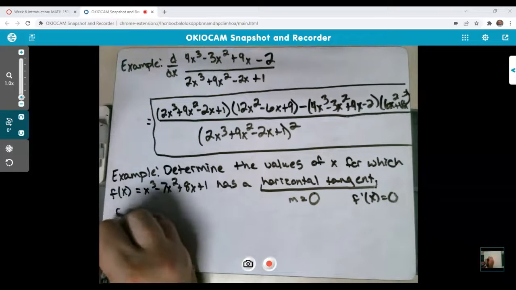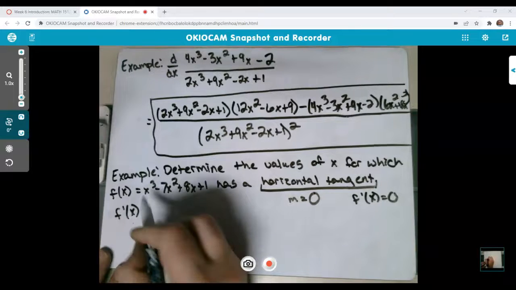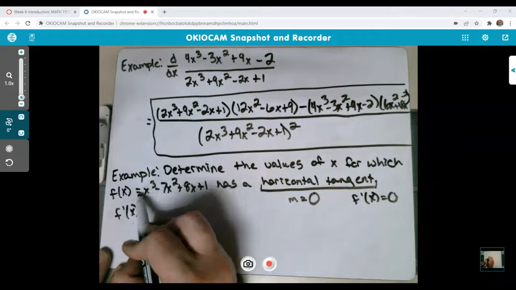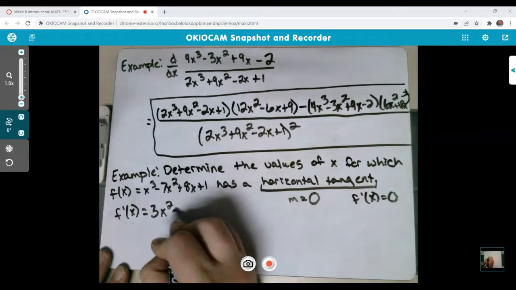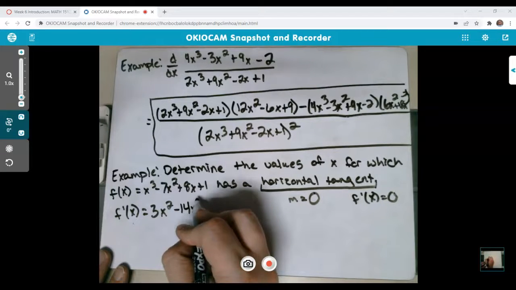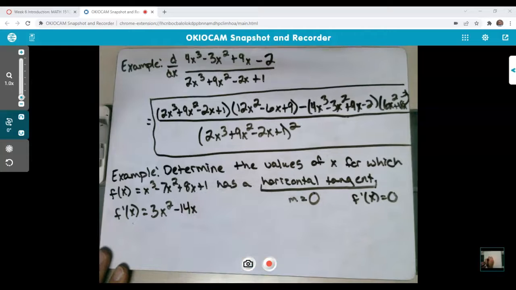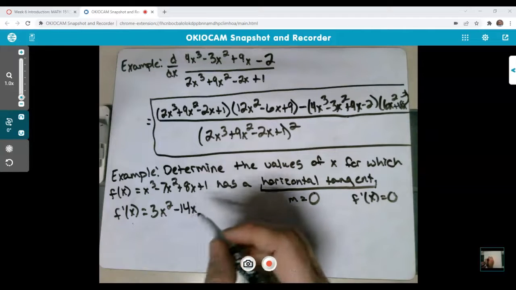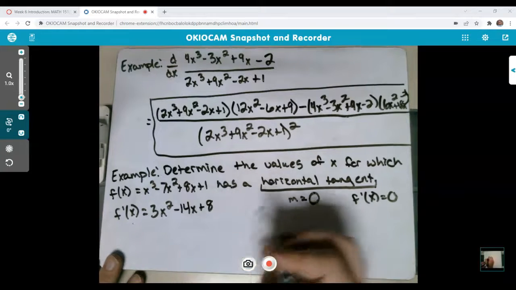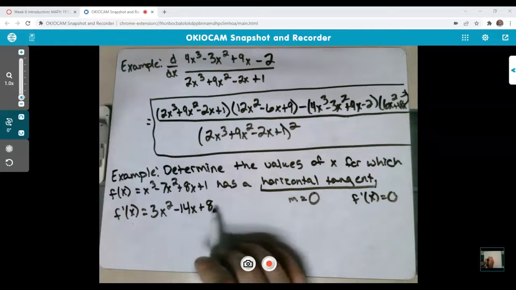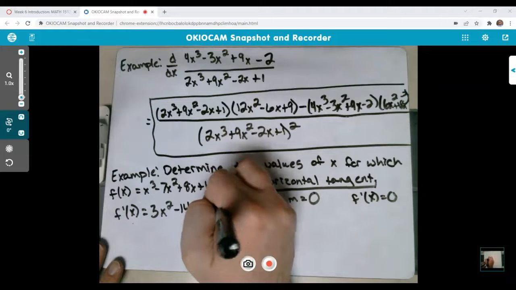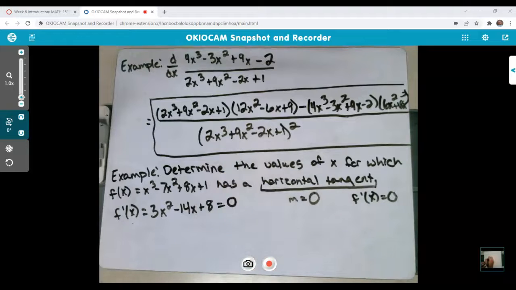So let's find what the derivative is, f prime of x. Bring my 3 down, and that makes it 3x squared, because I'm minus 1. Bring my 2 down, which makes it negative 14x to the first, so don't have to have it there. Derivative of 8x is just 8. And then the derivative of 1 is equal to 0, so I don't have to put that there. Well, I want to know where this is equal to 0. So set it equal to 0, and let's solve that.